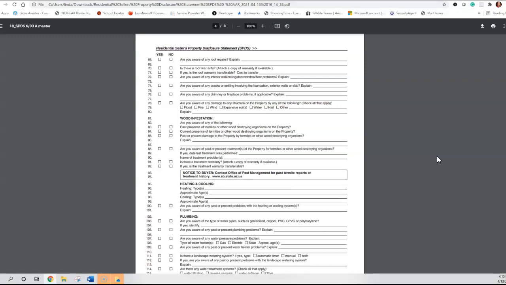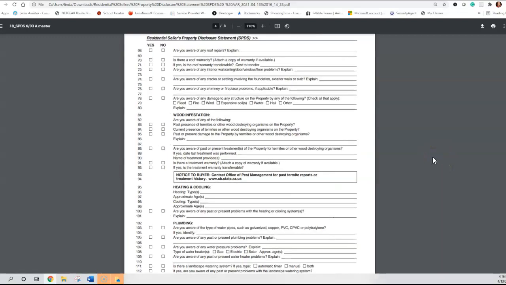Are you aware of any past or present treatments for termites? When, where, and who? Heating and cooling. When was your heating? Approximately when was it, if there was a problem, what kind of heating is it? Is it gas or electric? Approximate ages, cooling. Let me make this bigger.